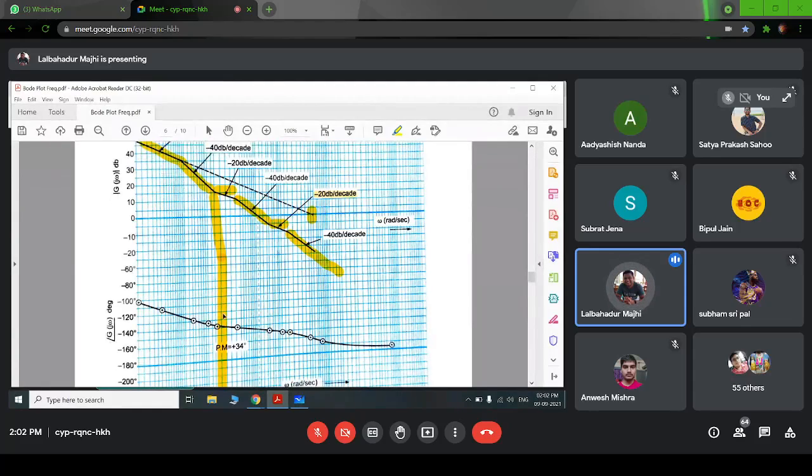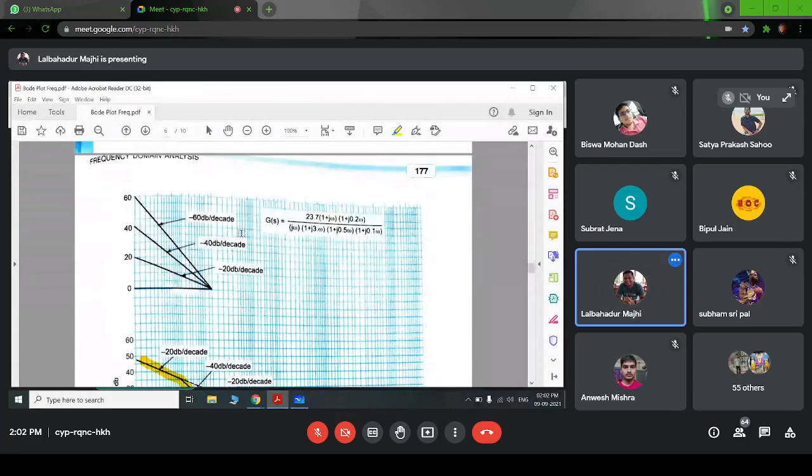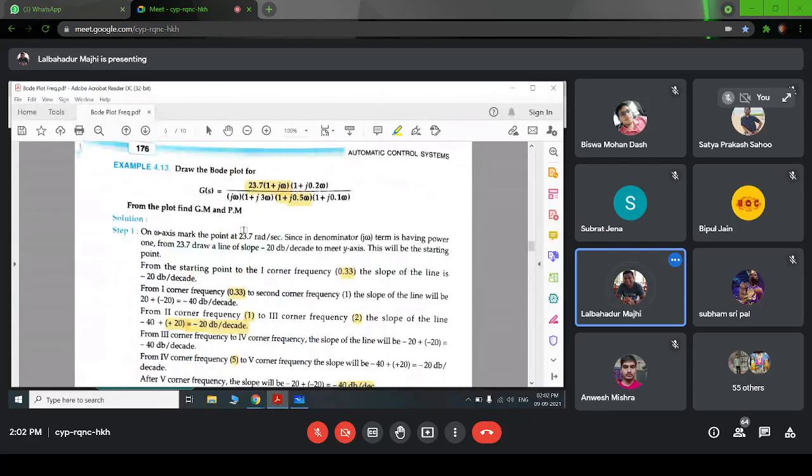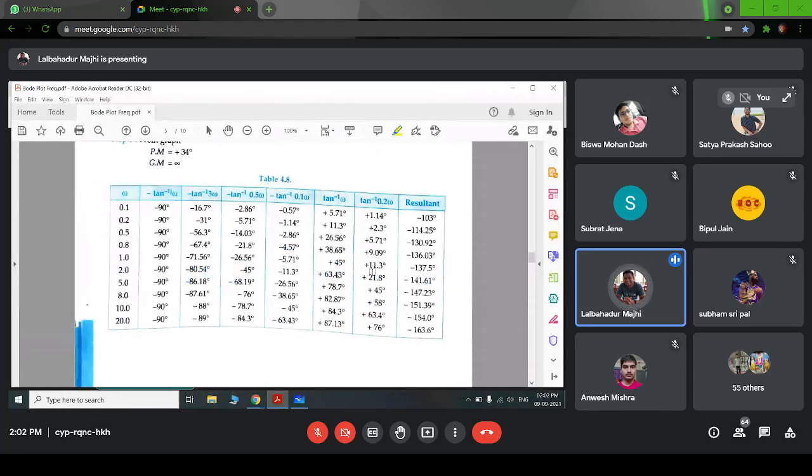Similarly, we can determine the angle. The angle will be, for the j omega term, minus 90, right? Minus 90, then minus tan inverse of 3 omega, minus tan inverse of 0.5 omega, minus tan inverse of 0.1 omega, then plus tan inverse of omega plus tan inverse of 0.2 omega. The poles are added with minus and the zeros with plus, right? Then we have to vary the value of omega from 0 and see whether it crosses minus 180.